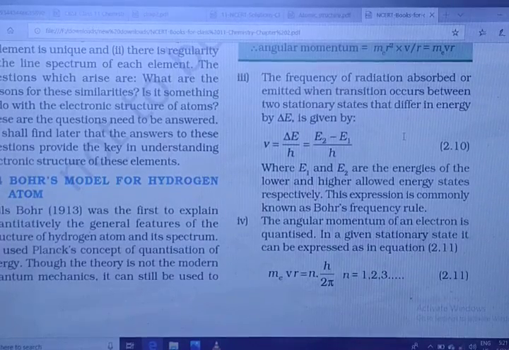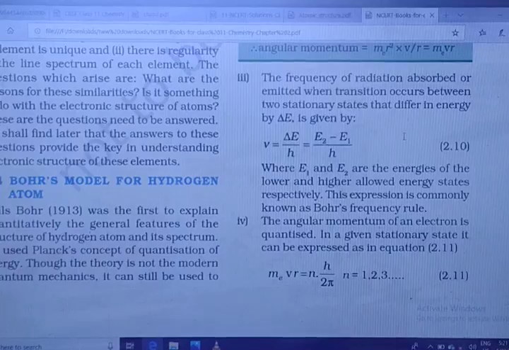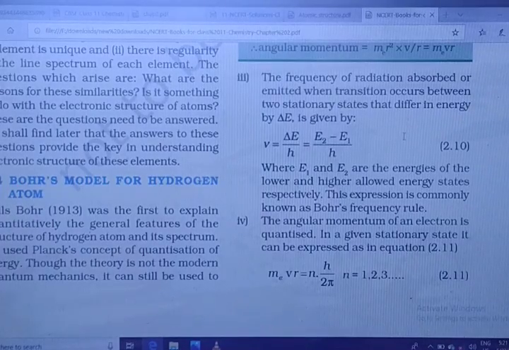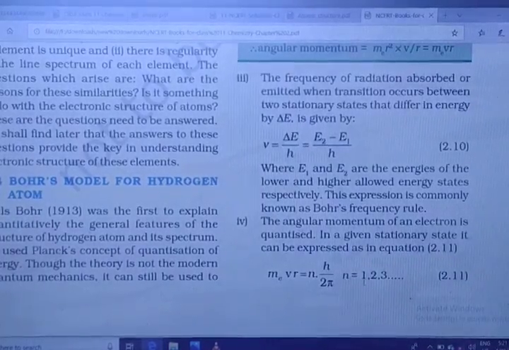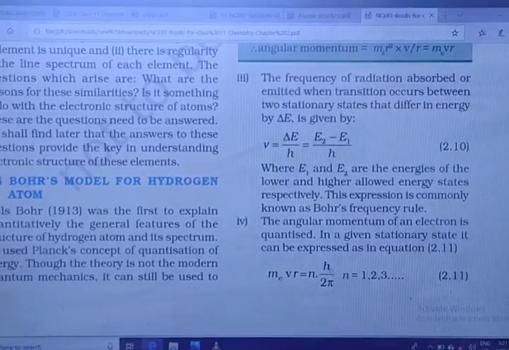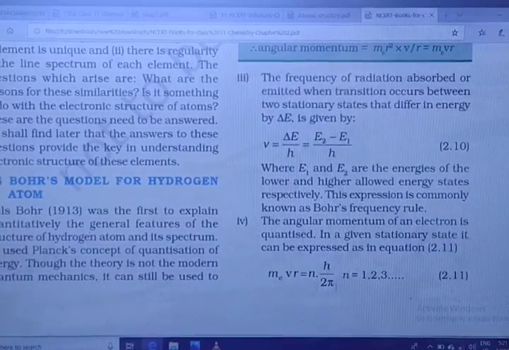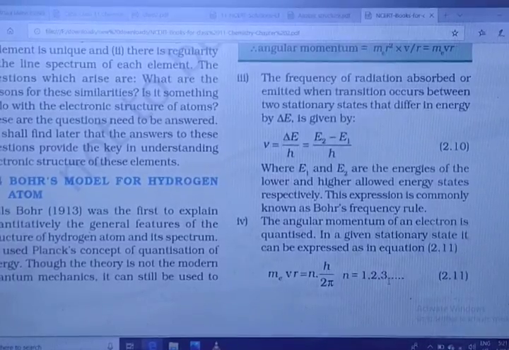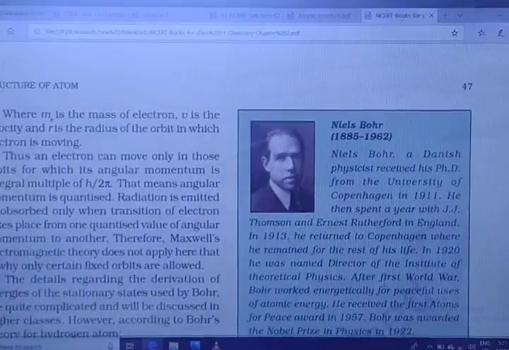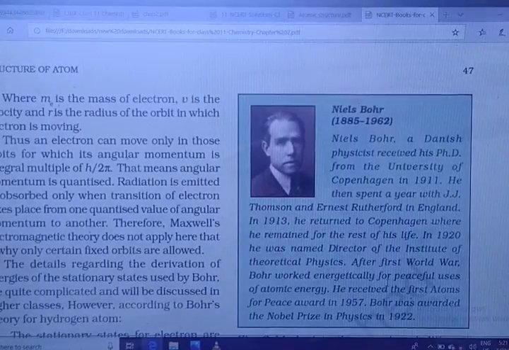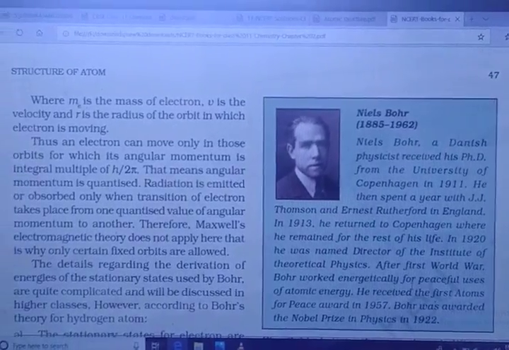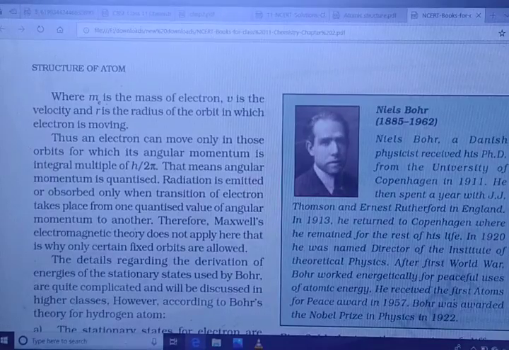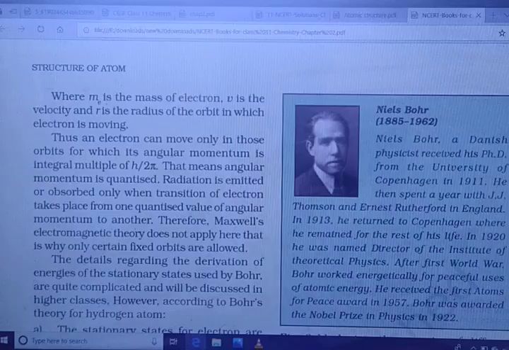Now the angular momentum, as we have studied, the angular momentum of an electron is quantized. In a given stationary state, it can be expressed as mvr is equal to n h upon 2 pi. This n h by 2 pi you are seeing now, n is an integer, 1, 2, 3, any integer. Got it? Here m e is the mass of the electron, v is the velocity, and r is the radius of the orbit in which the electron is moving.